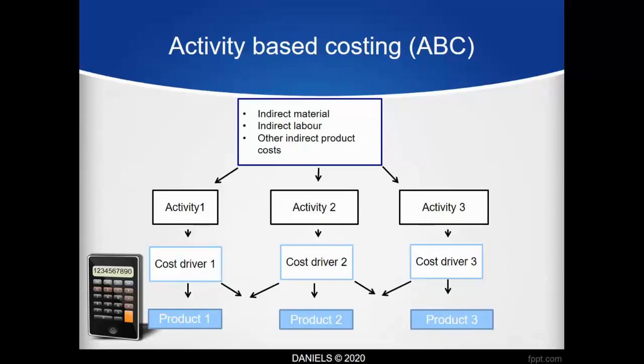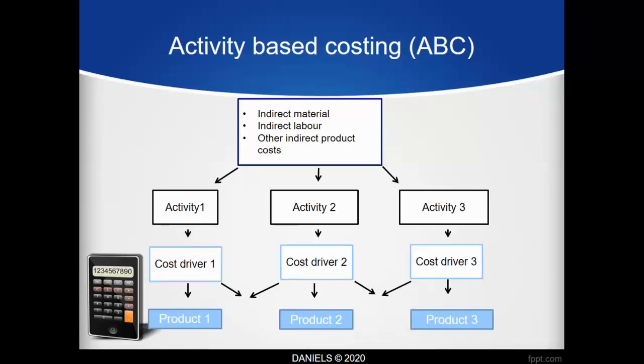And then based on the cost drivers, we allocate it to the products, because then we determine whether the products are actually making use of the particular activity. So this is important because sometimes not all products will go through a certain activity. We might have products that are machine-based and other products that are not machine-based. So therefore, any cost related to machinery, we can't really allocate to products that do not make use of machinery.